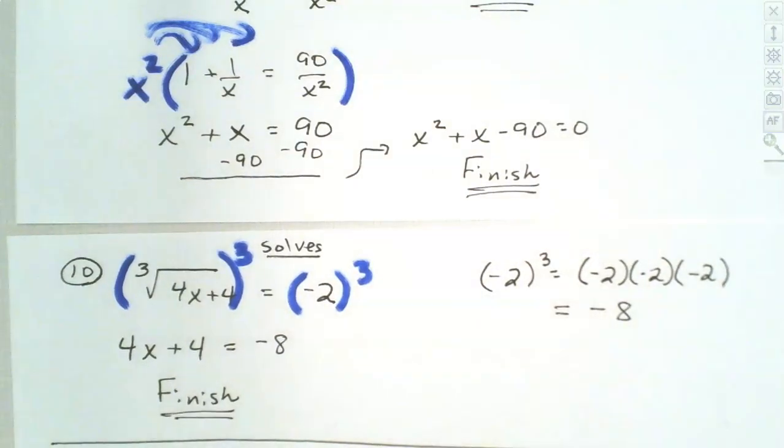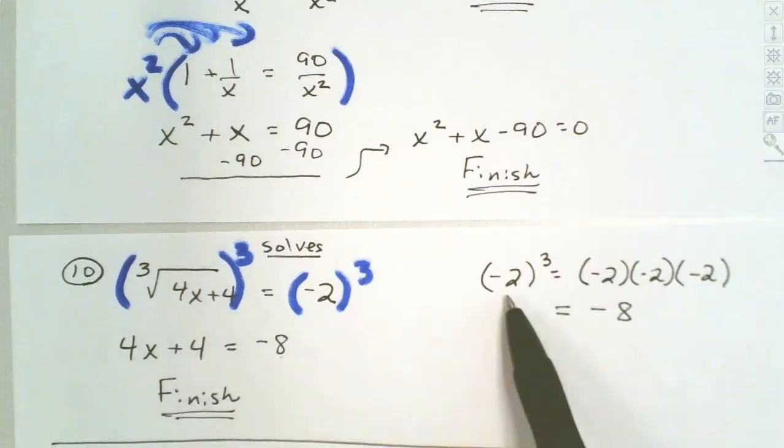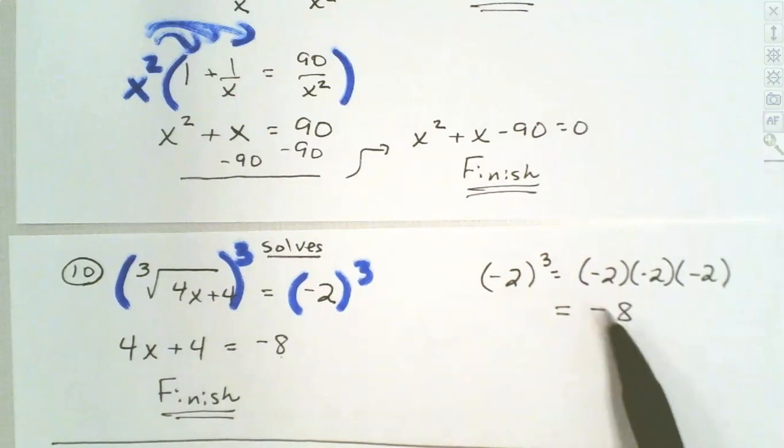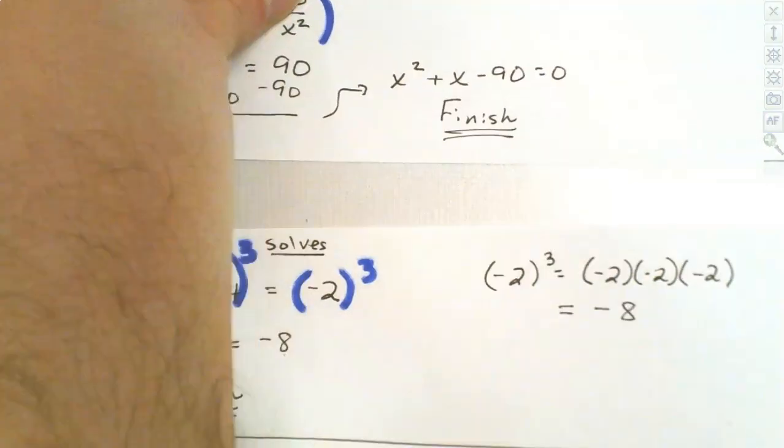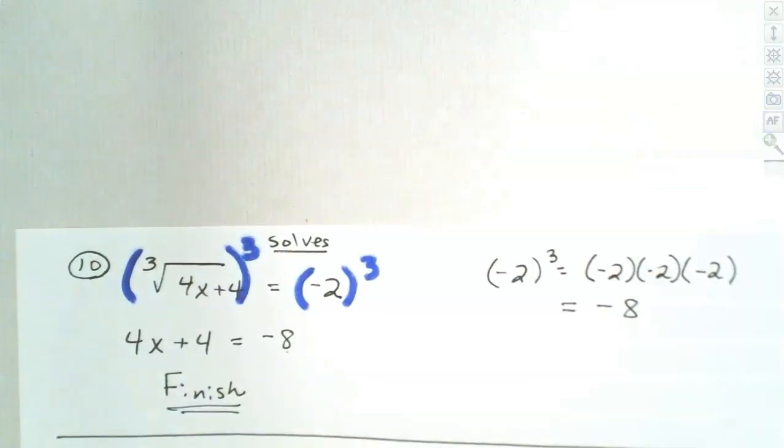Is everyone okay with how I did that? Where do students make the mistake, though? I guarantee you that someone will write down a positive 8. Because they'll forget when you cube a negative, it stays negative, unlike a square. Question 12 is another one that students sometimes struggle with.